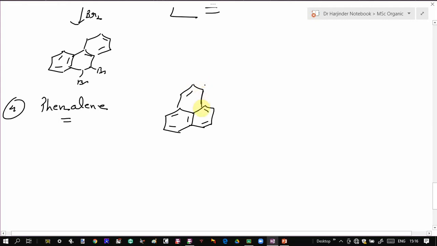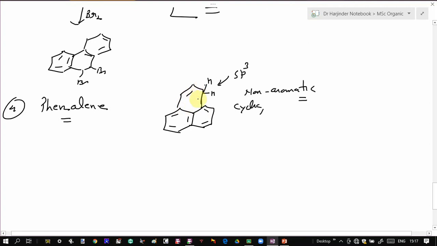This one. Okay. And here you have hydrogens. So as such, this is a non-aromatic compound. Why is it non-aromatic? Because even though it has a cyclic structure, this carbon is sp3 hybridized. Since this is sp3 hybridized, there is no complete delocalization of electrons.